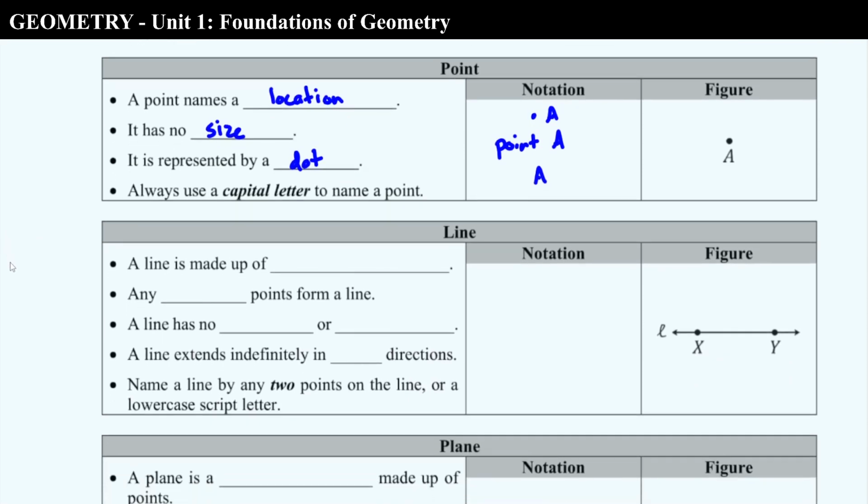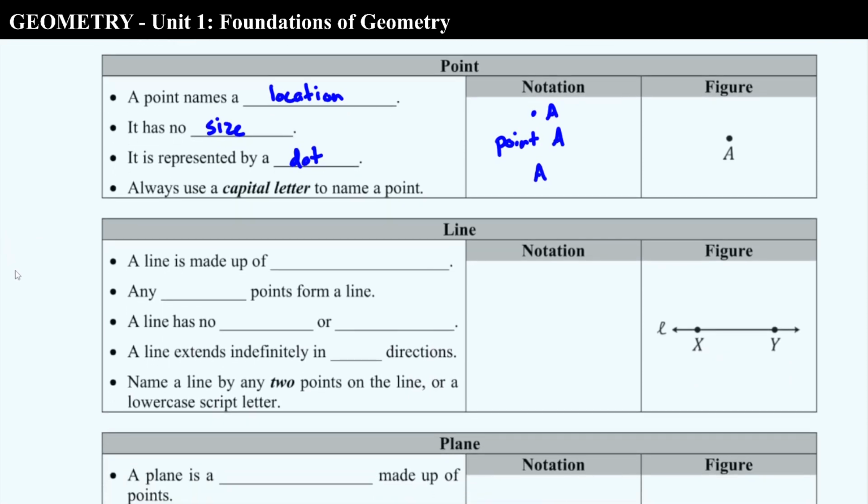Okay, so now let's move on to a line. A line is made up of infinite points. So whatever length of line you have, there is an infinite number of points along that line. Any 2 points can form a line, because you can take 2 points and draw a straight line through it, such as the one that you see here. A line has no width or thickness, okay? But it does have length.